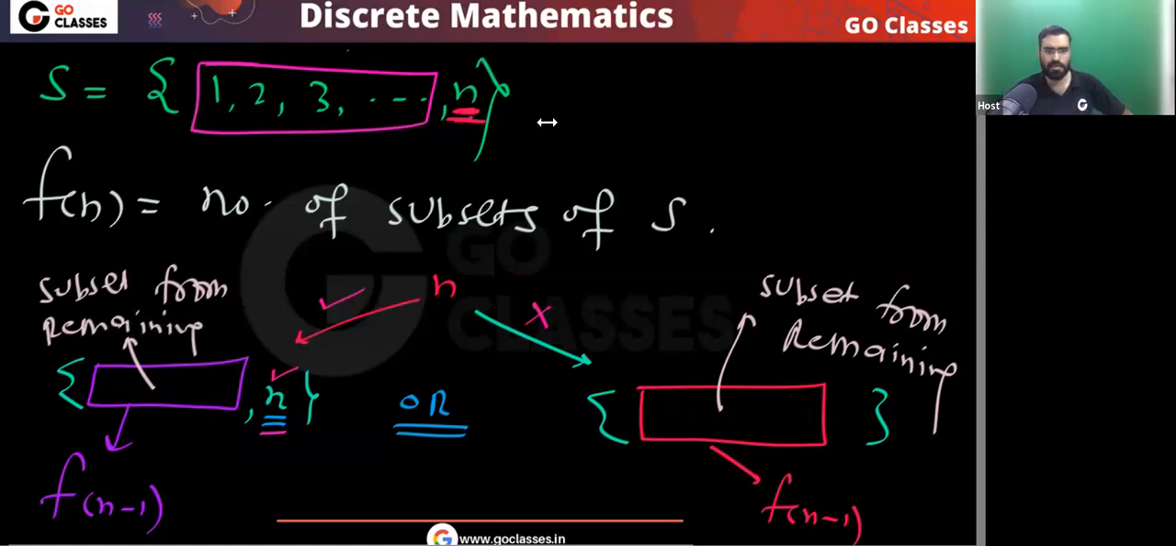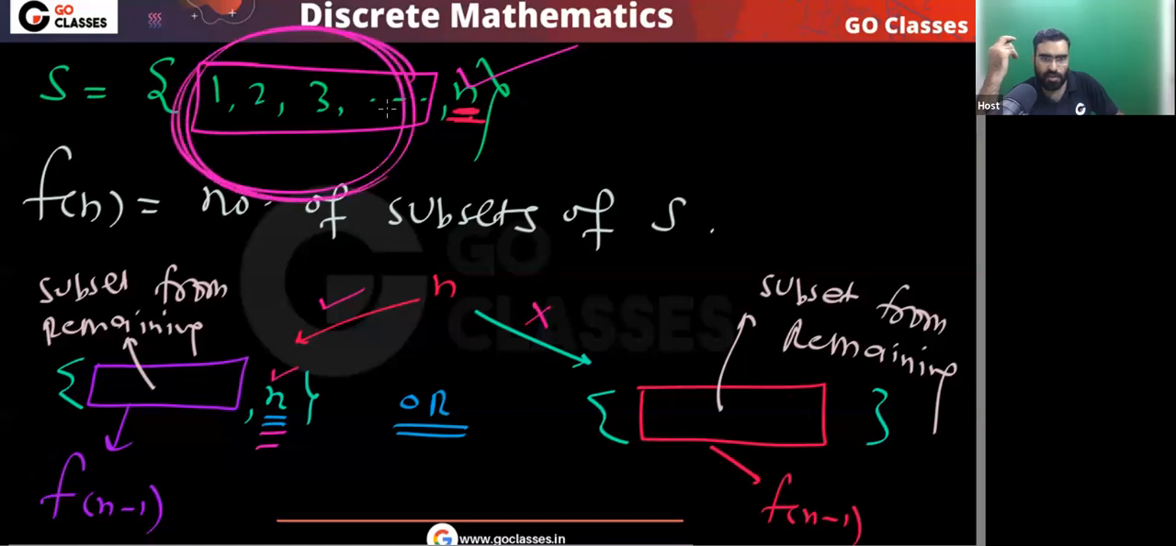Is this point clear? Isn't it simple? So very simple, I'm saying just focus on this particular element n. Either you will take it or you will not take it. If I take it, then from the remaining elements, I will create the subset. And if I don't take it, then also from the remaining elements, I will create a subset.